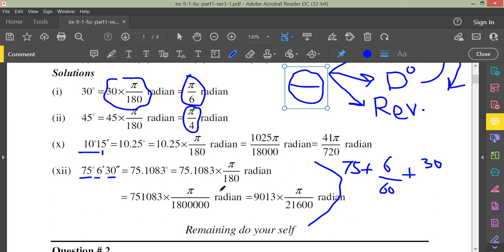To convert seconds into degrees, we will divide by 3600. This will be our degree. After simplification, this answer will be multiplied by pi over 180, so this will be our final answer. So this is question 1.